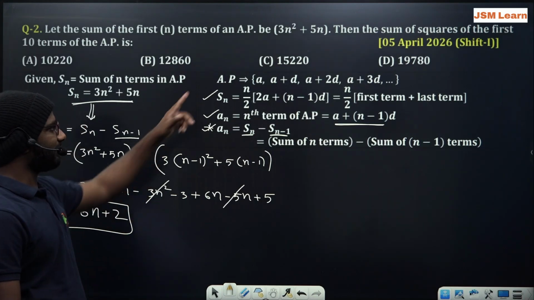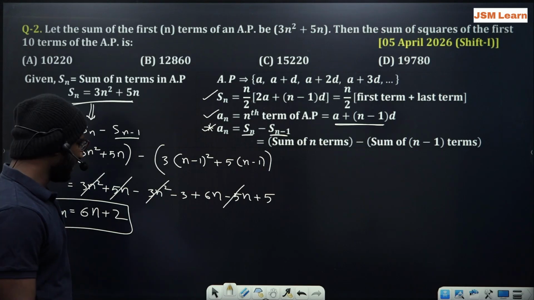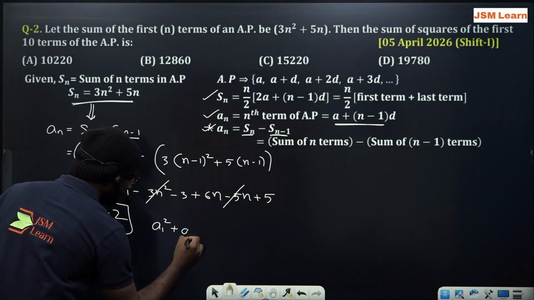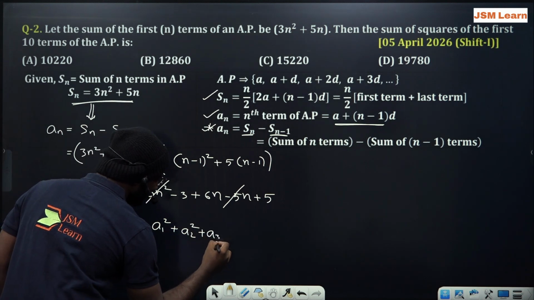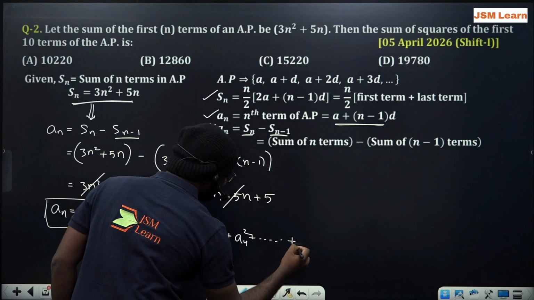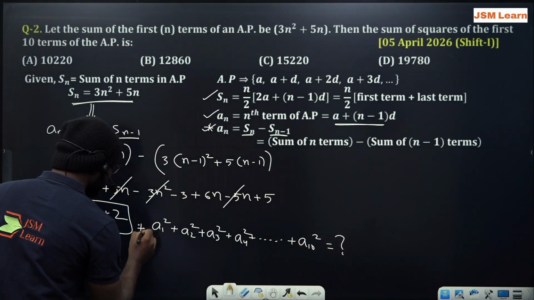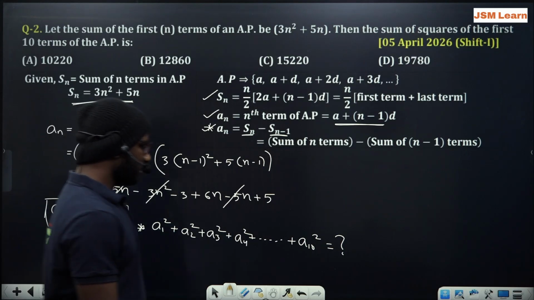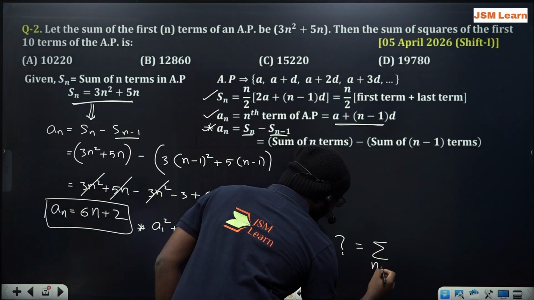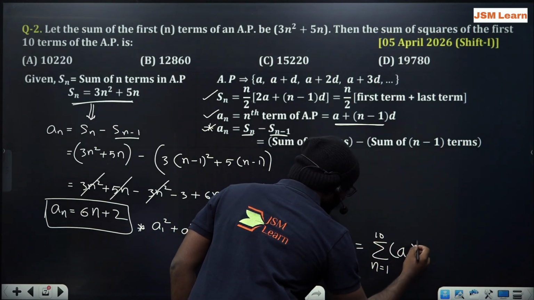Now we are going to find the sum of the squares of the first 10 terms of the AP. That is nothing but a1 square plus a2 square plus a3 square plus a4 square and so on up to a10 square, we are going to find in this question. So this can be represented as sigma running from n is 1 to 10 of an whole square.